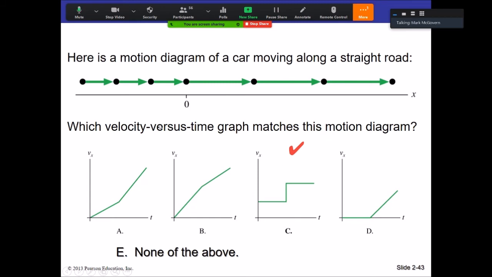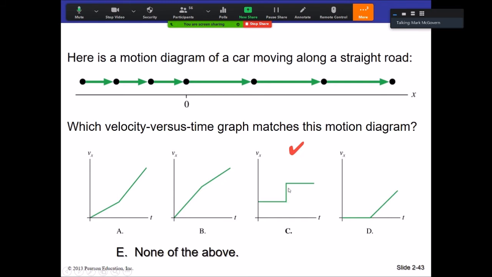Well, what's going on here? For the first 3, say this is 3 seconds, what is this? This is constant motion, right? What about this? This is constant motion too. These are constant speeds. What are A, B, and D telling me? At some point in the motion, I am increasing my speed gradually. That's not happening here. C is right. C shows a flat graph showing constant speed.